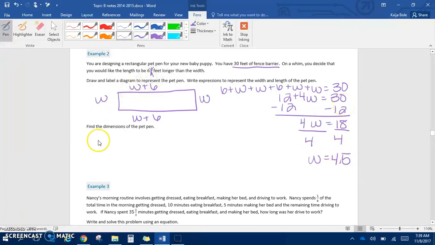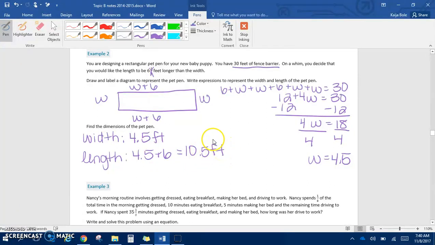So to find the dimensions, we know that the width is 4.5 feet. And then the length would be 4.5 plus the 6. So that means the length would be 10.5 feet.